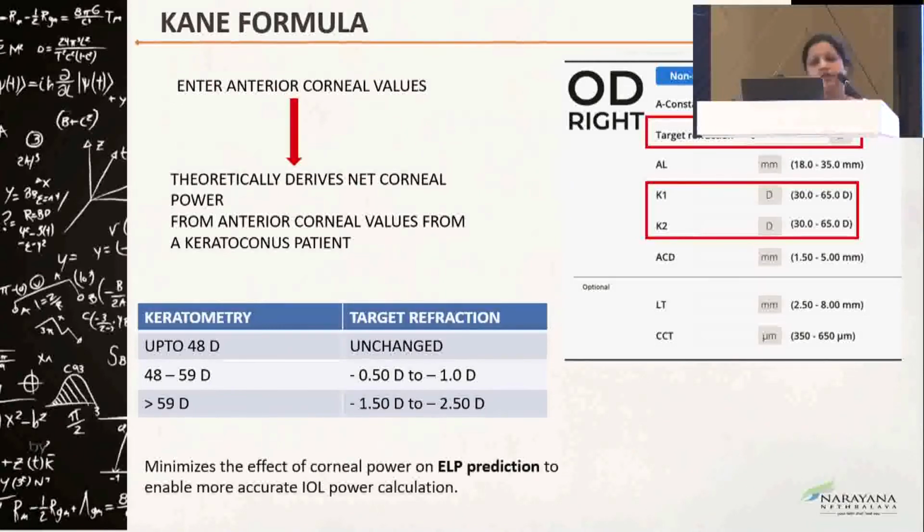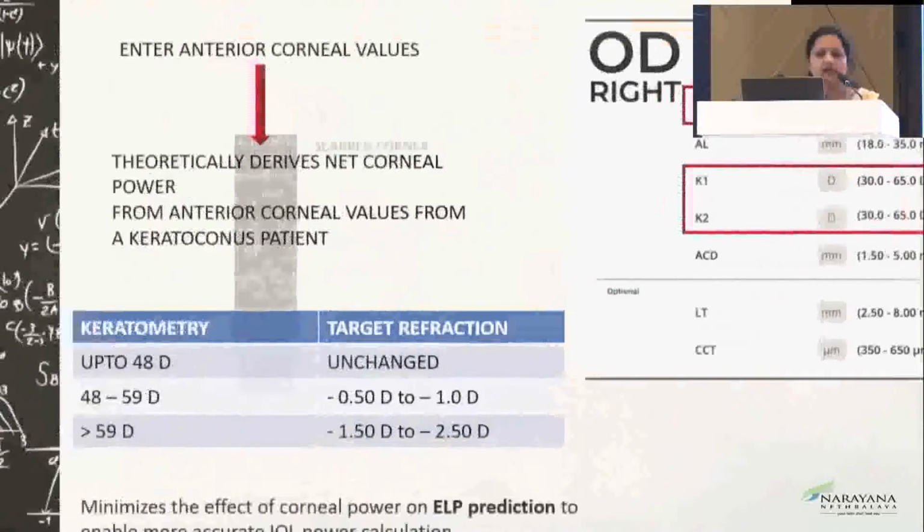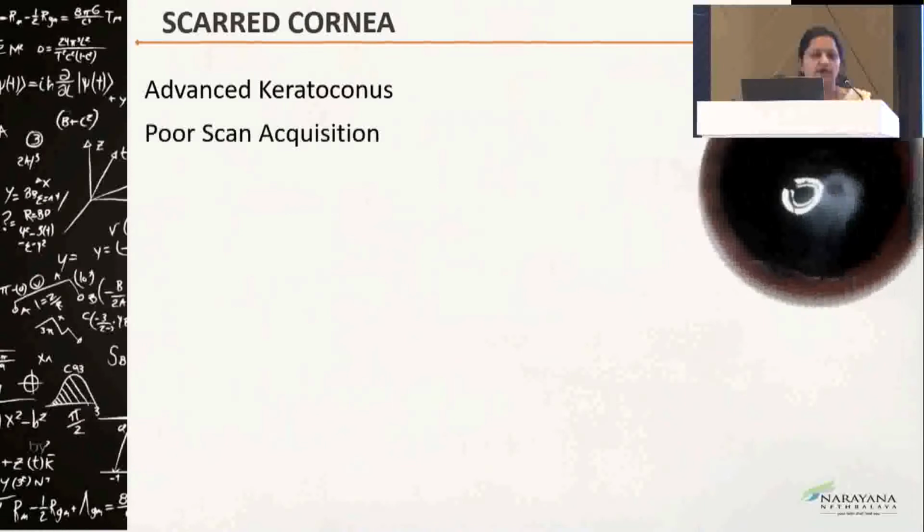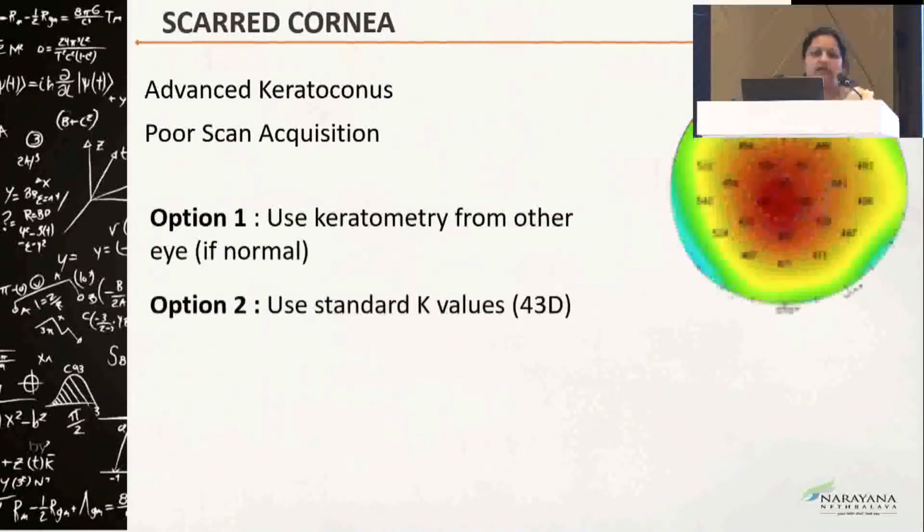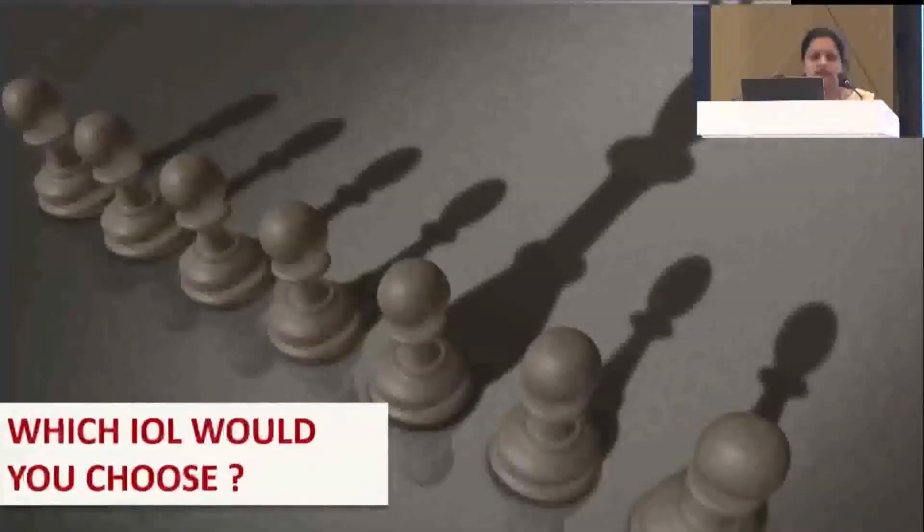There is a target refraction to be set. For less than 48 you can keep it unchanged. For up to 59, around -1 can be the target refraction, and for more than 59, up to -2.5 can be the target refraction. In advanced keratoconus, or in areas where scan acquisition is difficult, or in scarred corneas, we can use the keratometry from the other eye or use standard K values for IOL calculation.